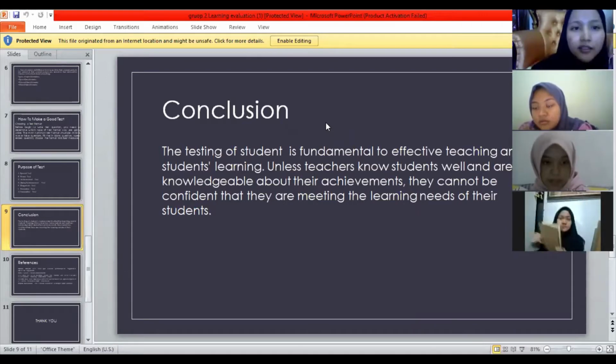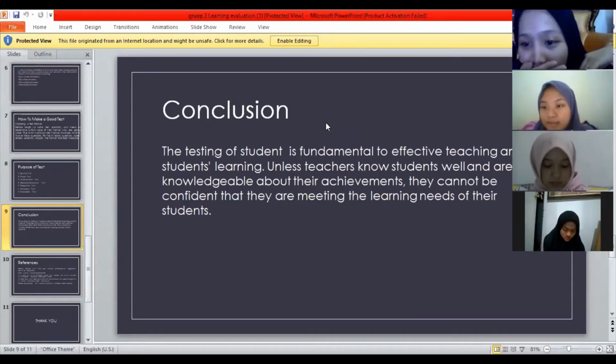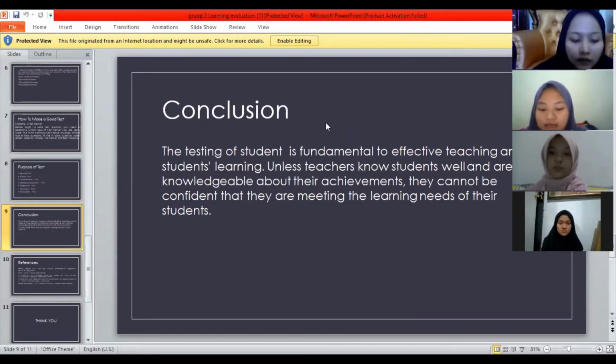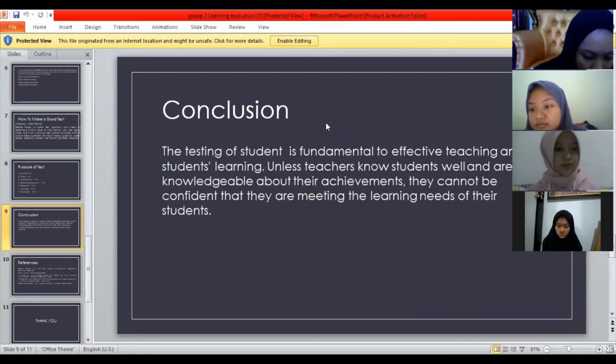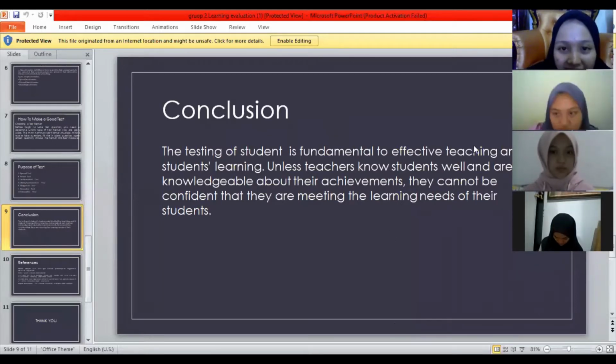Next. Anyone else? Who? Adisti. I want to ask, can you tell us what is the example of achievement test? The example of achievement test.